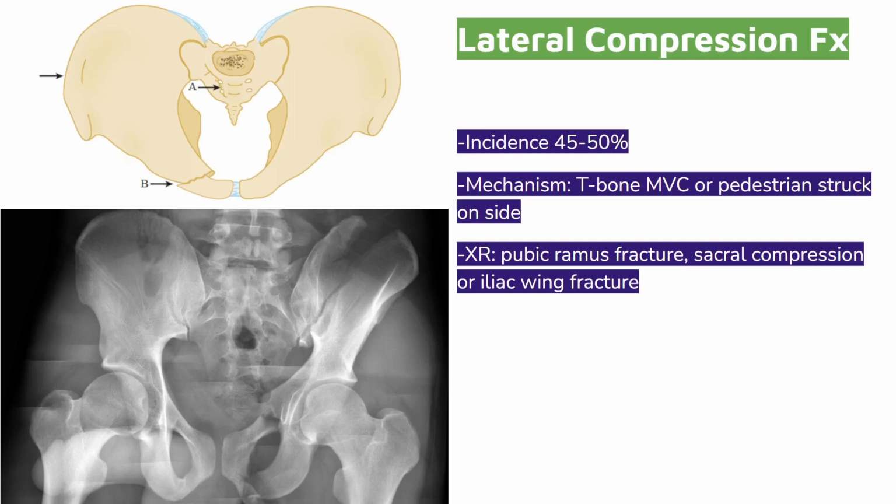Okay, lateral compression fracture represents about half. Think about a driver who gets T-boned or a pedestrian hit on their side. The x-ray will show a pubic ramus fracture, sacral compression, or iliac wing fracture. And you can see on the x-ray that the sort of pelvic outlet view is compressed and the left side of the pelvis has been pushed inward.